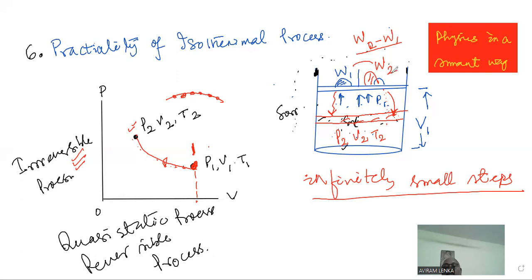When you see the first equilibrium state, P1, V1, T1, you put the first grain of sand. Thereby pressure changes by a very small amount, volume changes by a very small amount, the piston moves by such a small amount that it is very difficult to see, and the temperature changes.